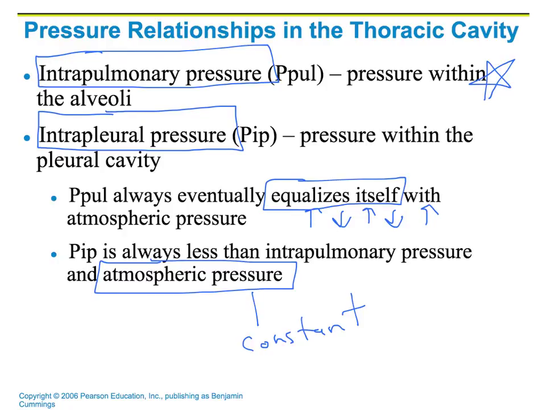So the pulmonary pressure, sometimes it's greater than atmospheric pressure, and this would cause you to exhale. Sometimes it's less than atmospheric pressure, and this would cause air to move into your body upon inspiration. The intrapleural pressure is always less. Always less. Less than what? It's less than everything. It's always less than the lung pressure and less than the atmospheric pressure. And this is important. It's going to keep your lungs partially inflated and prevent them from collapsing.